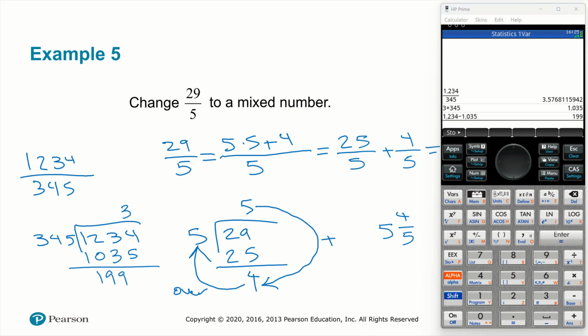And so there we have it. So remember the loop, start here, then go this over that. So this is going to be 3 and 199 over 345, like so. Okay, so a very nice simple way to quickly find the mixed number version of an improper fraction. All right, so practice that with a couple and then we'll proceed, okay?